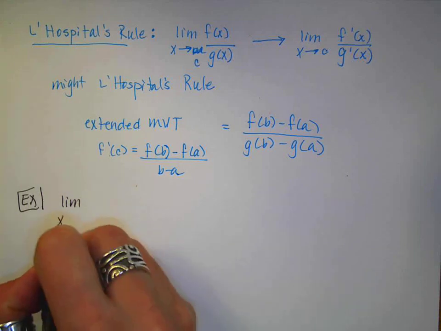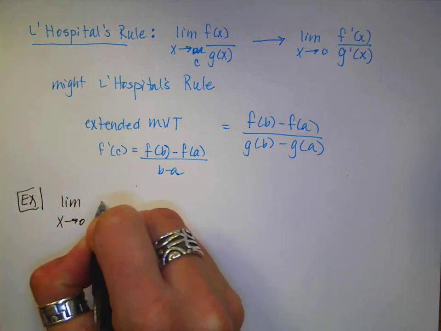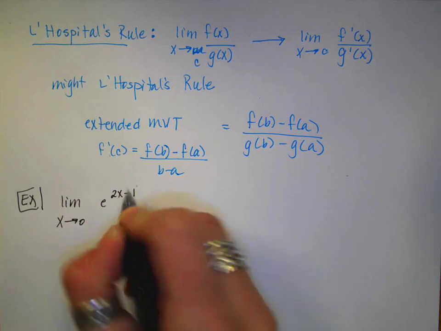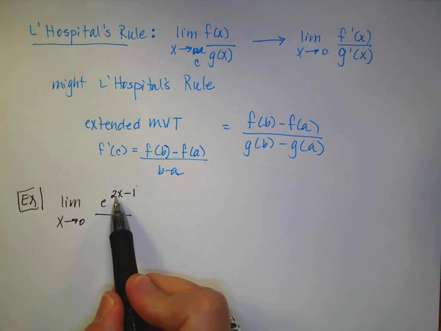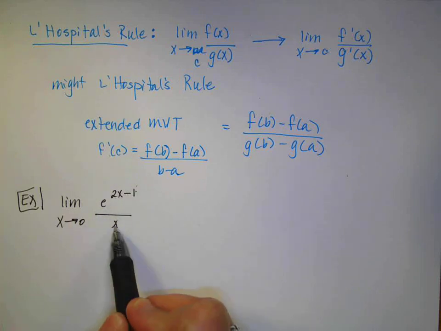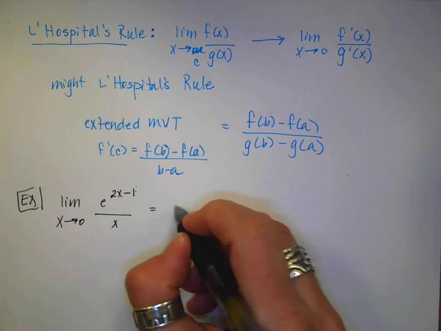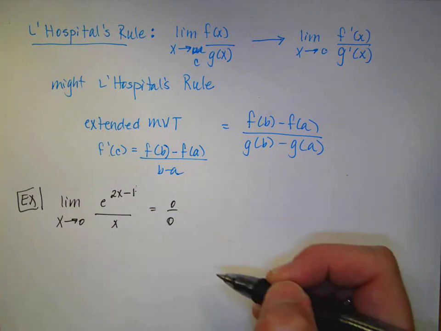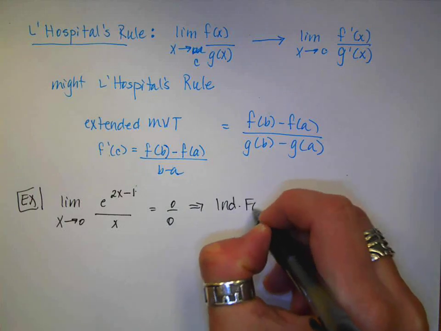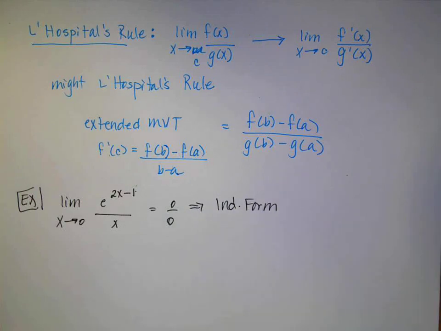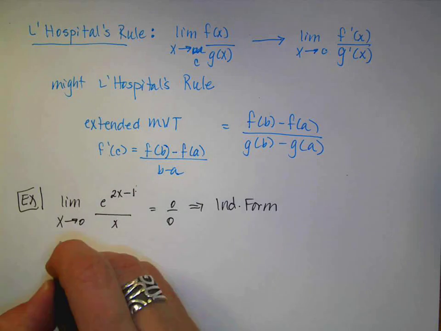So for this example, I want to take the limit as x approaches 0 of e to the 2x minus 1 over x. Well, if I do my direct substitution, I get e to the 0 minus 1 over 0, oh no, and so I end up with 0 over 0, which is the indeterminate form. So therefore, I'm going to use L'Hôpital's Rule.